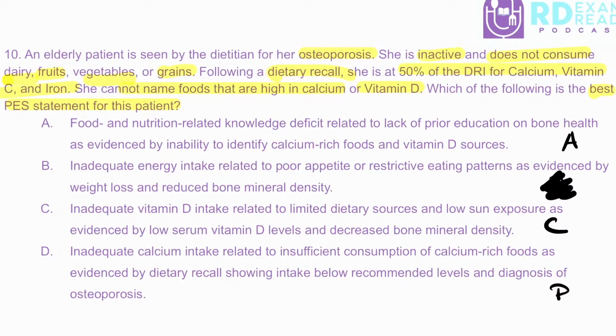C, inadequate vitamin D intake related to limited dietary sources and low sun exposure, as evidenced by low serum vitamin D levels and decreased bone mineral density. I'm a little questionable on that one. And D, inadequate calcium intake related to insufficient consumption of calcium rich foods, as evidenced by dietary recall showing intake below recommended levels and diagnosis of osteoporosis. C is questionable to me, but I'm going to rule it out. I don't think it's going to be a good fit.